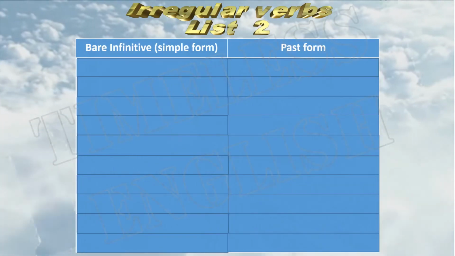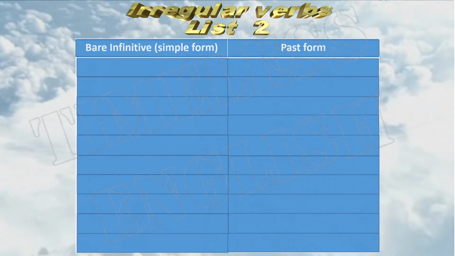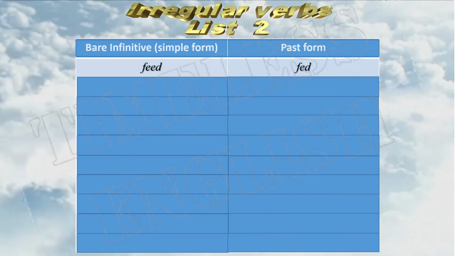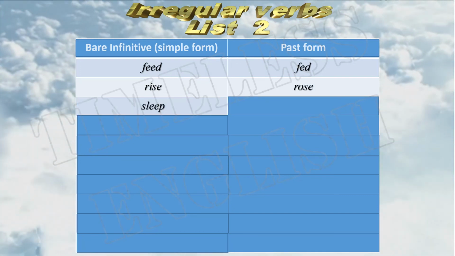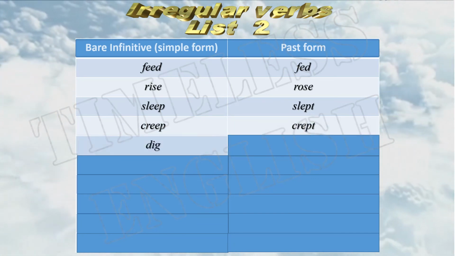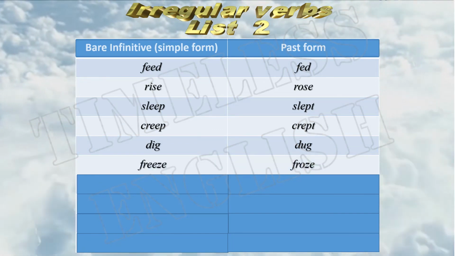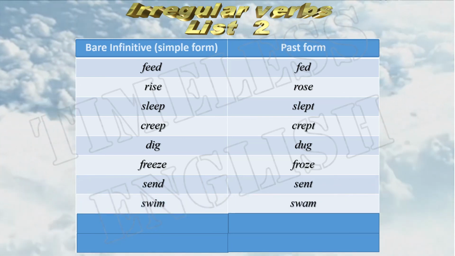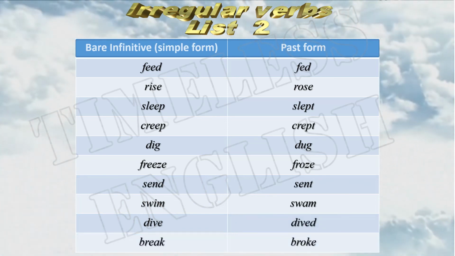Irregular verbs. List number 2. Bare infinitive or simple form compared with the past form. Feed, fed. Rise, rose. Sleep, slept. Creep, crept. Dig, dug. Freeze, froze. Send, sent. Swim, swam. Dive, dived. Break, broke.